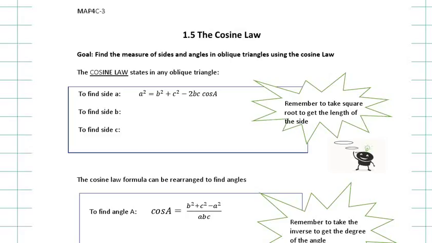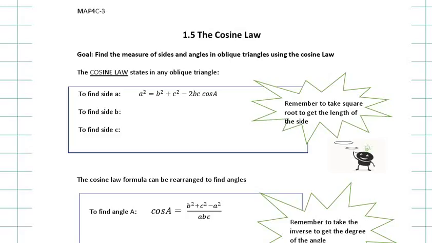Okay, so sine law, we've done that. Oblique triangles, and we know that we need two sides and an angle, or two angles and a side. Okay, cosine law is another law that you can use with oblique triangles.